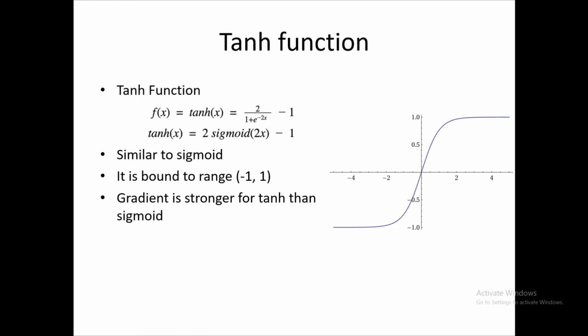Another function is the tanh function. It's the same as the sigmoid function, but it's bound to the range of -1 and 1. The gradient is stronger for tanh than for sigmoid, and this is f(x) for the given function: f(x) = 2 upon 1 plus e to the power minus 2x, minus 1, so tanh(x) is equal to 2 into sigmoid of 2x minus 1.